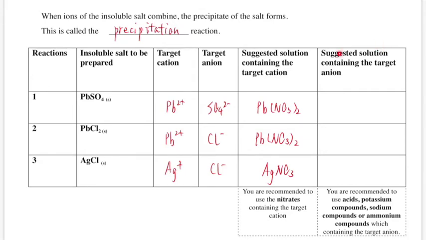And then the next part, we consider another solution that contains the target anion. For the solution that contains sulfate ion, a lot of you quickly think of sulfuric acid. Yes, that's a good choice. And for chloride ion, yes, hydrochloric acid, that's a good choice. So we can write that down. Sorry, this one should be hydrochloric acid.